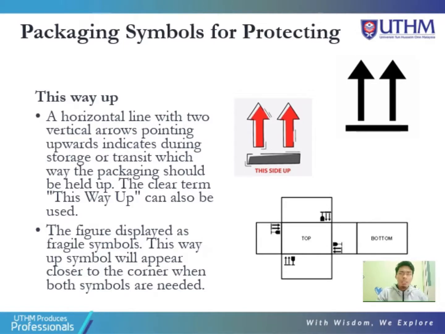The third symbol is the this way up symbol. The symbol shows a horizontal line with 2 vertical arrows pointing upward, indicating during storage which way the package should be held up. The clear term this way up can also be used. The figure displays the same as the fragile symbol. This way up symbol will appear closer to the corner when both symbols are needed.